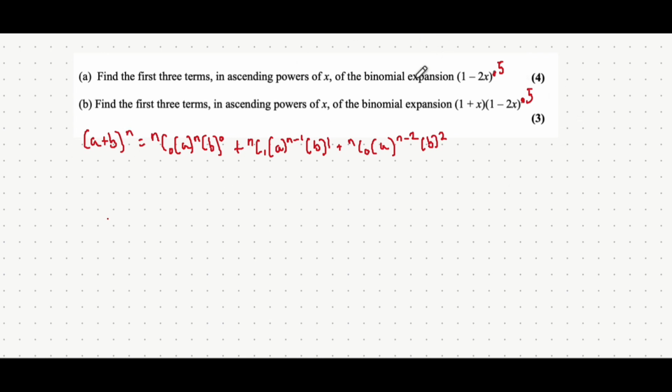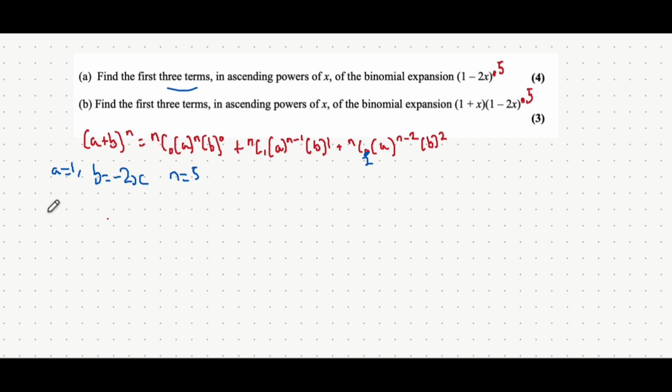So relating what we're given in the equation to the question, we see that a is equal to 1, b is equal to the whole of the x term, which is minus 2x. Be careful of the minus, you do have to take it into account. n is the power of 5. Now, I only included the first 3 terms of this expression, because it's only asked for the first 3 terms.